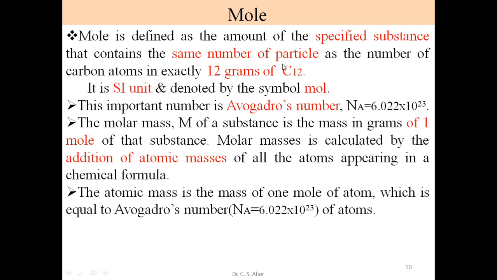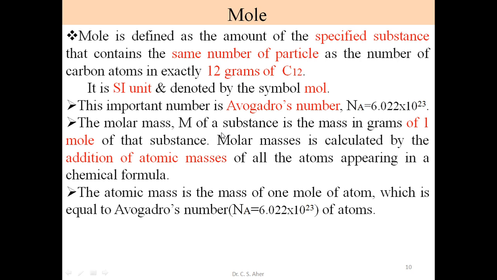When we measure the carbon isotope 12 with 12 gram, how many carbon atoms are there? 6.022 into 10 raised to 23 carbon atoms are present in this 12 gram of carbon isotope 12. That number is called Avogadro's number.